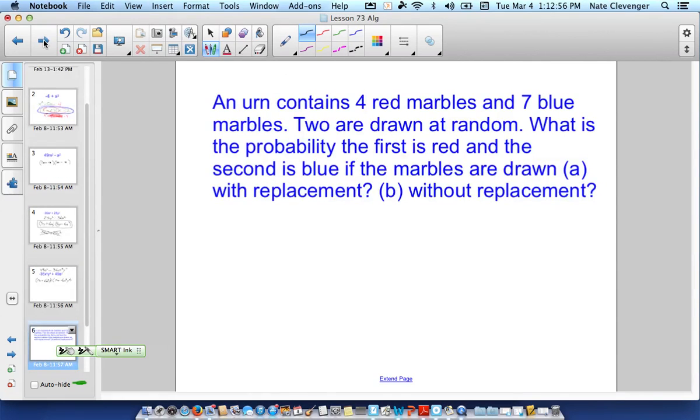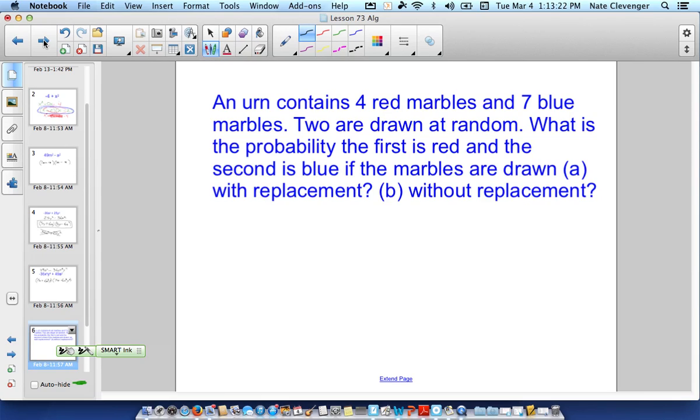Sounds good. All right, so this is more on your probability, except that we're going to make it a little bit harder now. The first problem here gives you this information and asks what is the probability with replacement. What does that mean if it's with replacement?